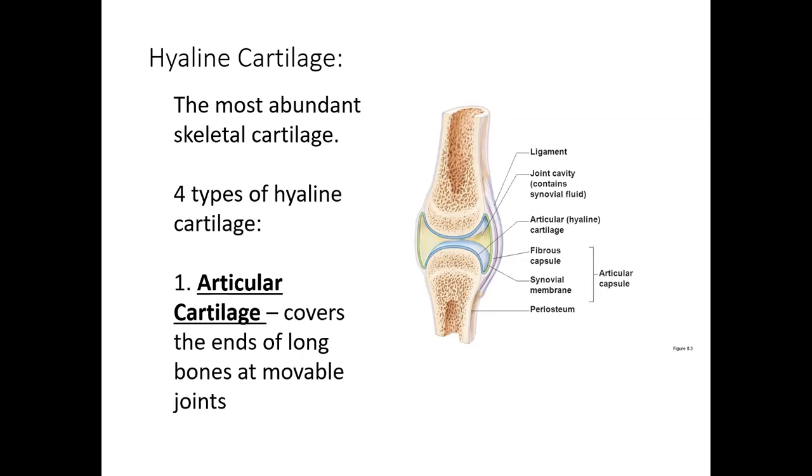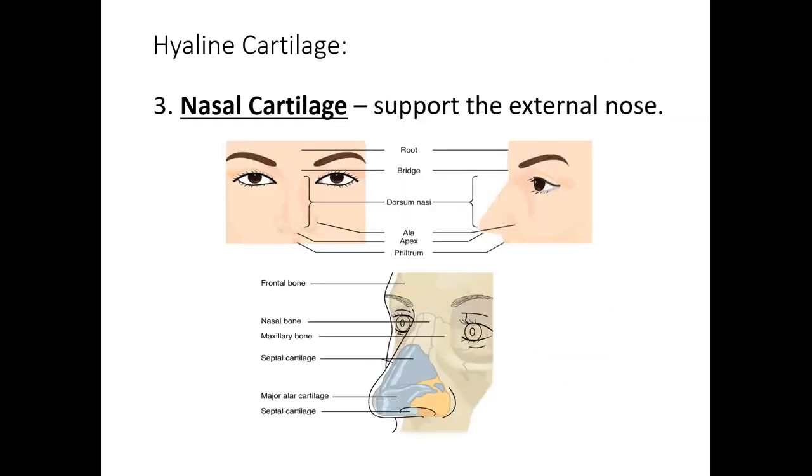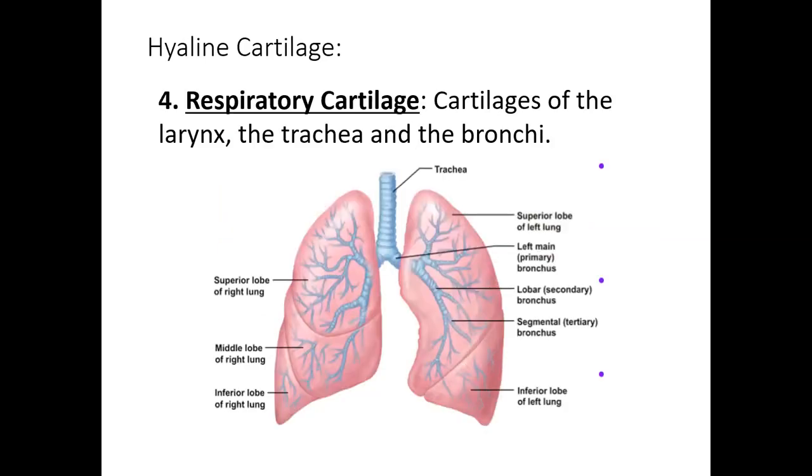Question 5, what are the 4 types of hyaline cartilage? The first type is the articular cartilage, which, as it states on the slide, covers the ends of long movable bones and joints. The second type of hyaline cartilage is costal cartilage, which connects the ribs to the sternum. Third is nasal, which supports the external nose. And then finally, the respiratory cartilage, which is the cartilage of the larynx, the trachea, and bronchi.